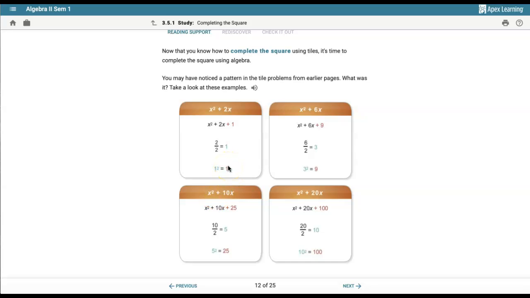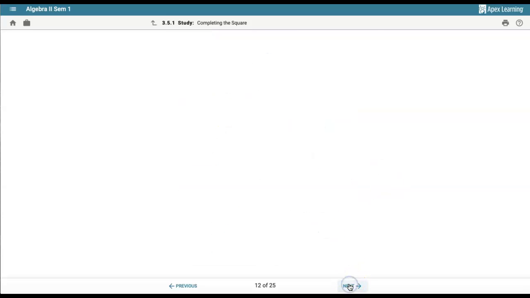All right, that one's not very difficult, but something like this guy might be. So 10 divided by 2 is 5. 5 squared gives us 25, or even better, 20 divided by 2 is 10. 10 squared is 100, right? So we're noticing a pattern here in how we're going to complete the squares.